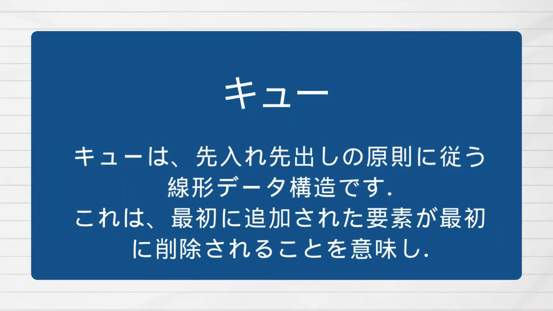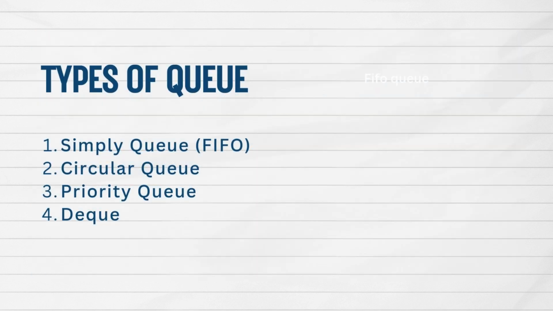There are several types of queues: simple queue, circular queue, priority queue, and double-ended queue.